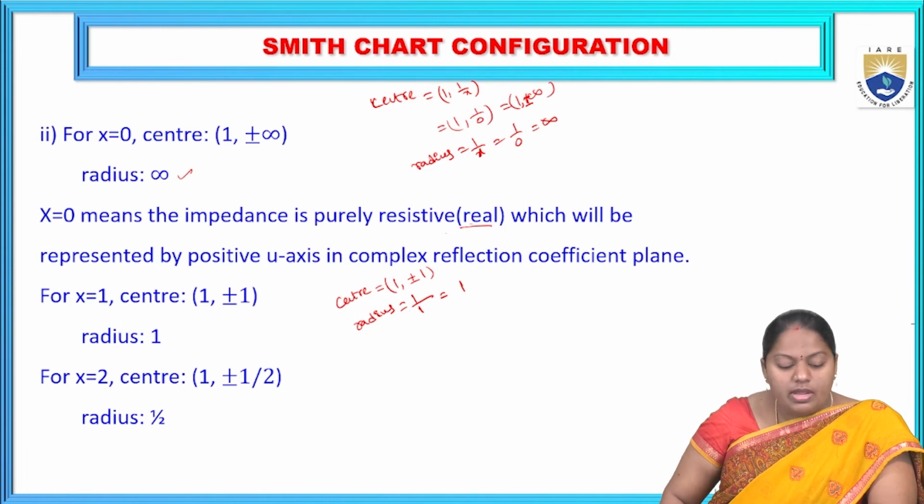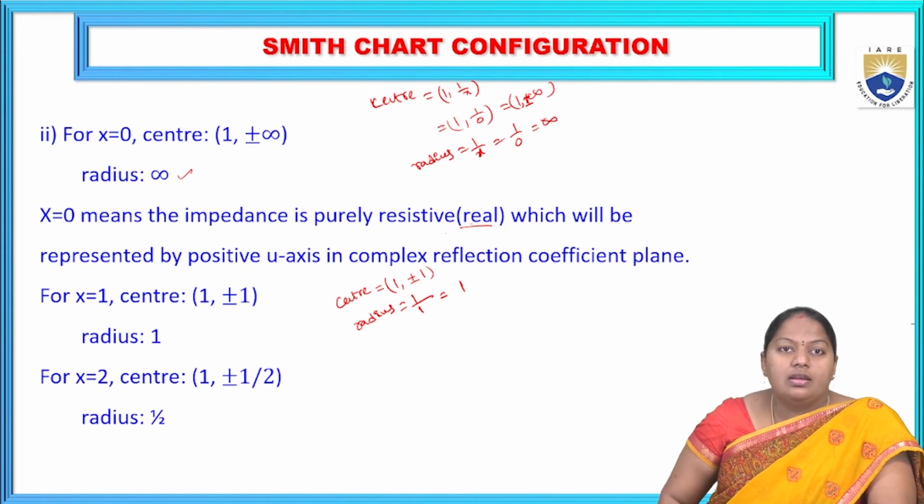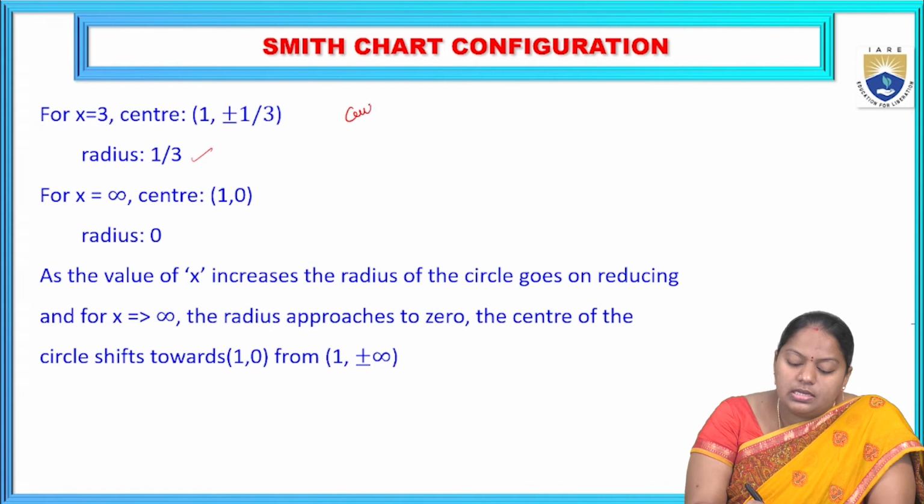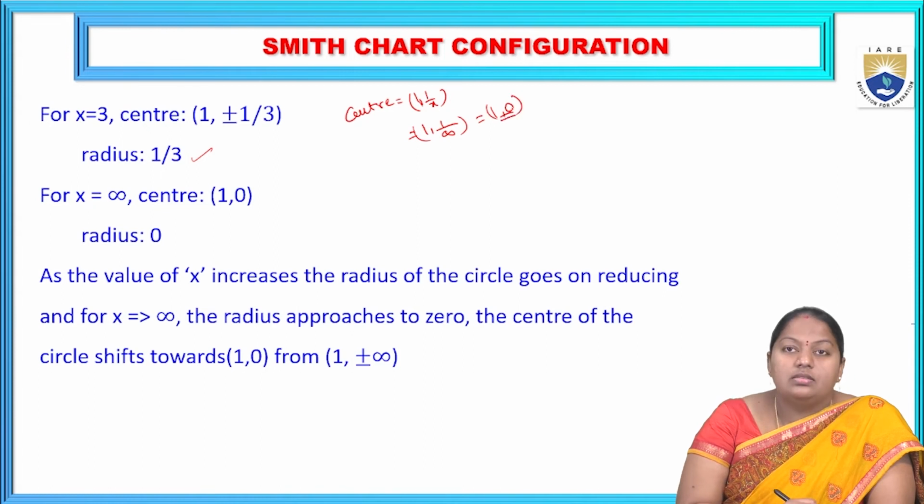Now if you keep on increasing the values of x from 0, 1, 2, 3 and so on to infinity, according to how the center and the radius values change, we will be drawing the constant reactance circles. So for x equal to 3, the center is 1 comma plus or minus 1 by 3 and the radius is 1 by 3. Now for x equal to infinity, the center is at 1 comma 1 by x, so 1 comma 1 by infinity, which means 1 comma 0 as the center.